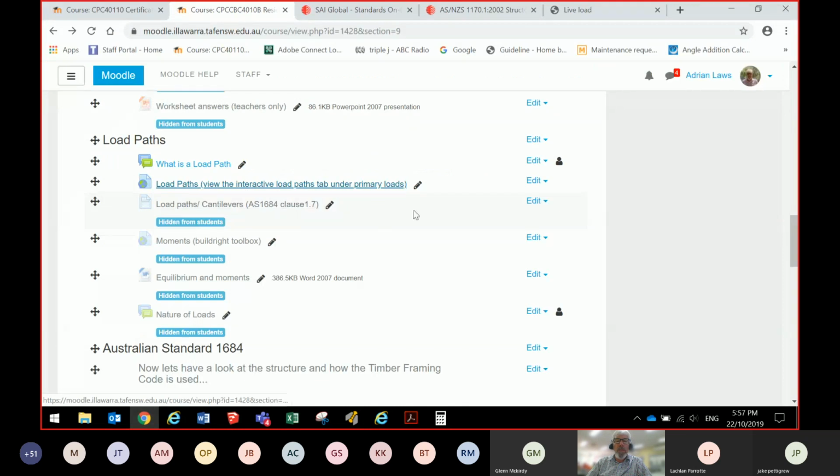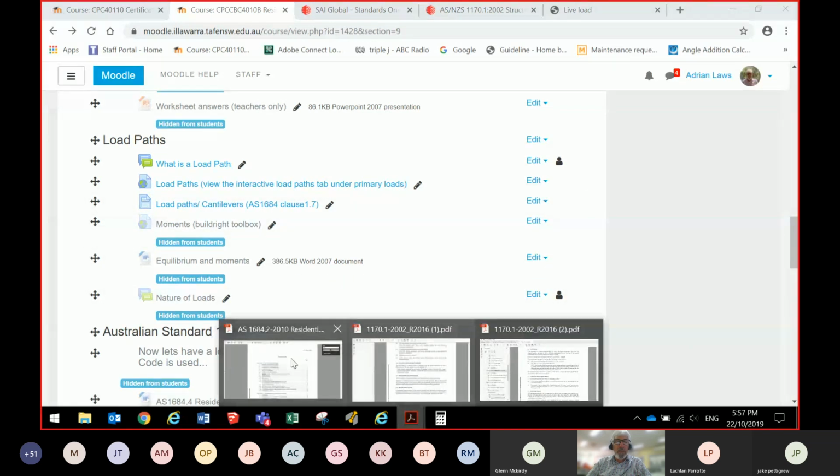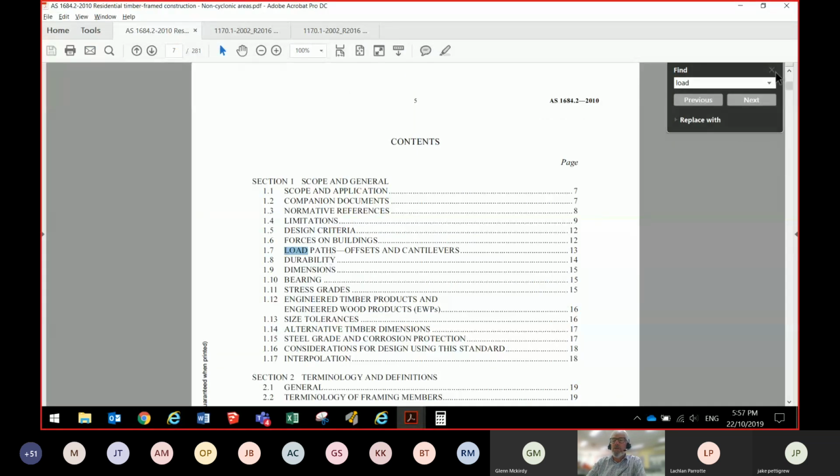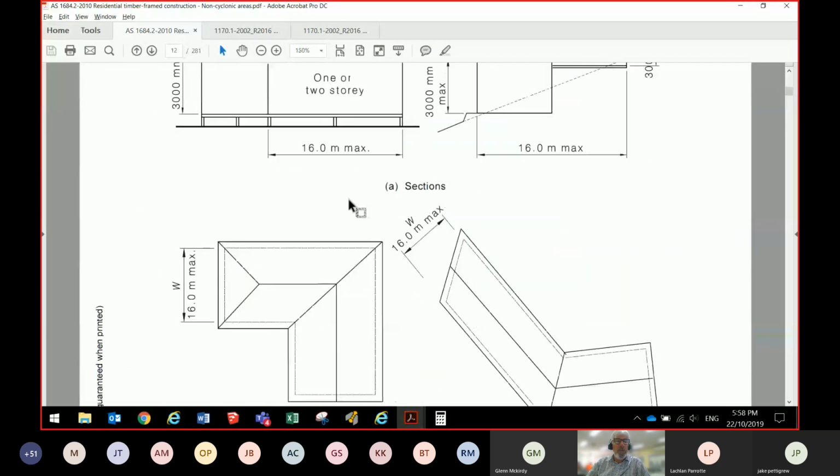Now, we want to also have a look at Australian Standard, and here's a picture from the Australian Standard 1684 clause 1.7, and I want to highlight this for you. So in Australian Standards clause 1.7, there's a part in here that shows you the load path.